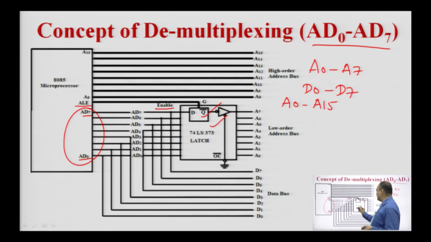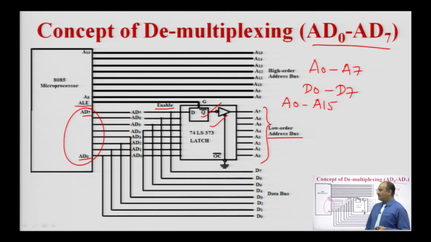Once the latch is enabled, it passes the information from input to output. So, when the latch is enabled with the help of the ALE signal, the latch passes the information from input to output, and the lines will carry the address. This address is called the low order address on the A0 to A7 address lines.